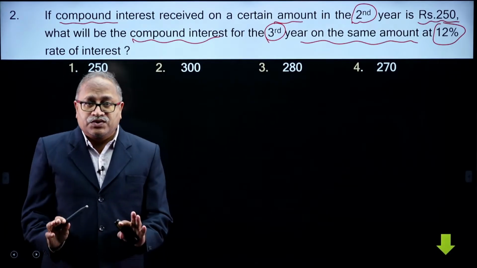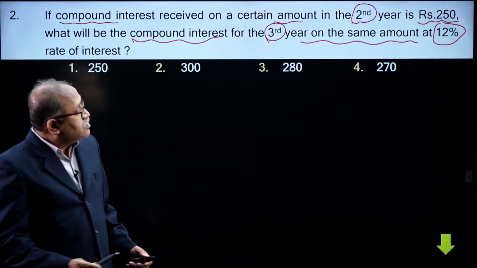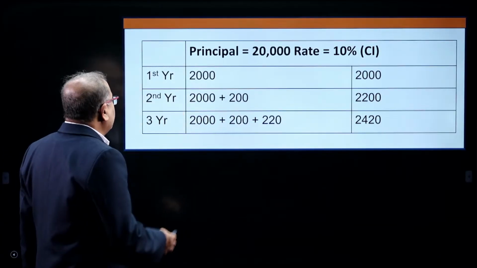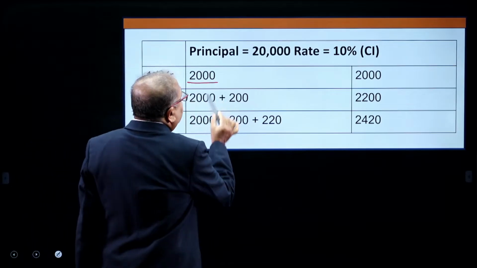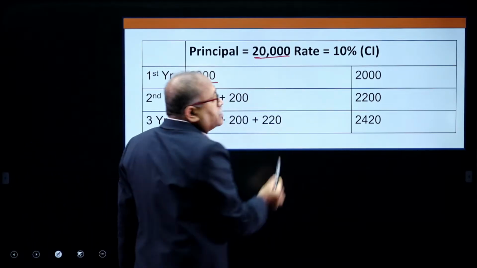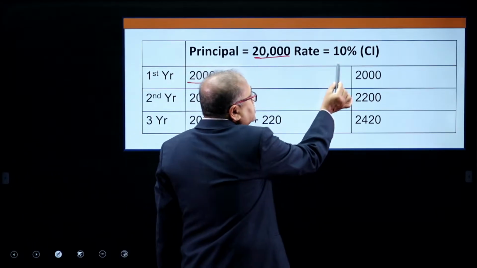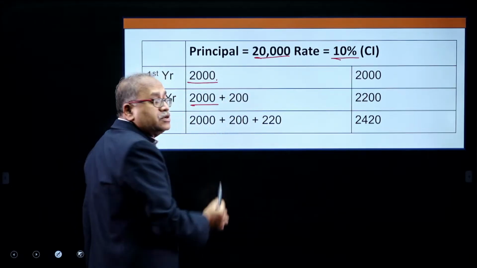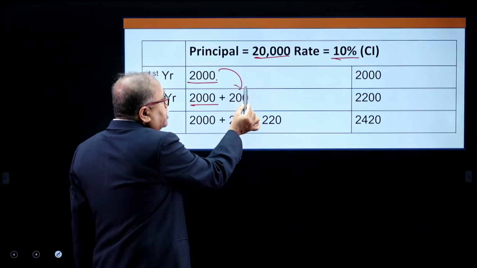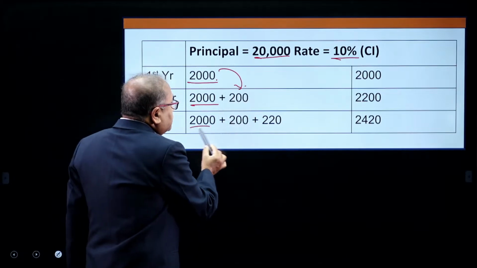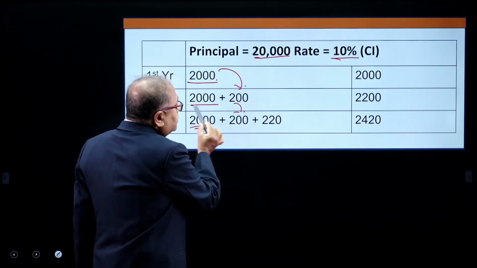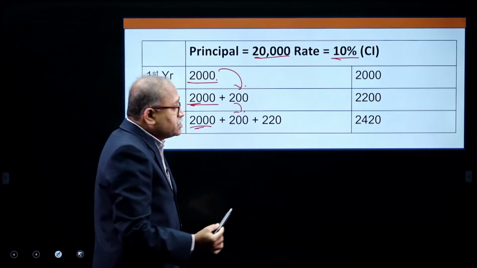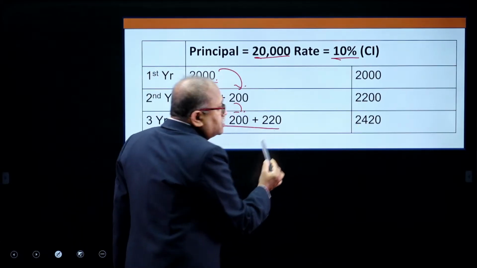I will show you how to answer this question, but before that, let me explain. Look at this one: for the first year, 20,000 is the principal and the rate of interest is 10% compound interest. So, the first year interest is 2000. For the second year, it is 2000 plus another 200. Then 2200 is there, and on that you will be getting another 10%. So, this is your third year interest.